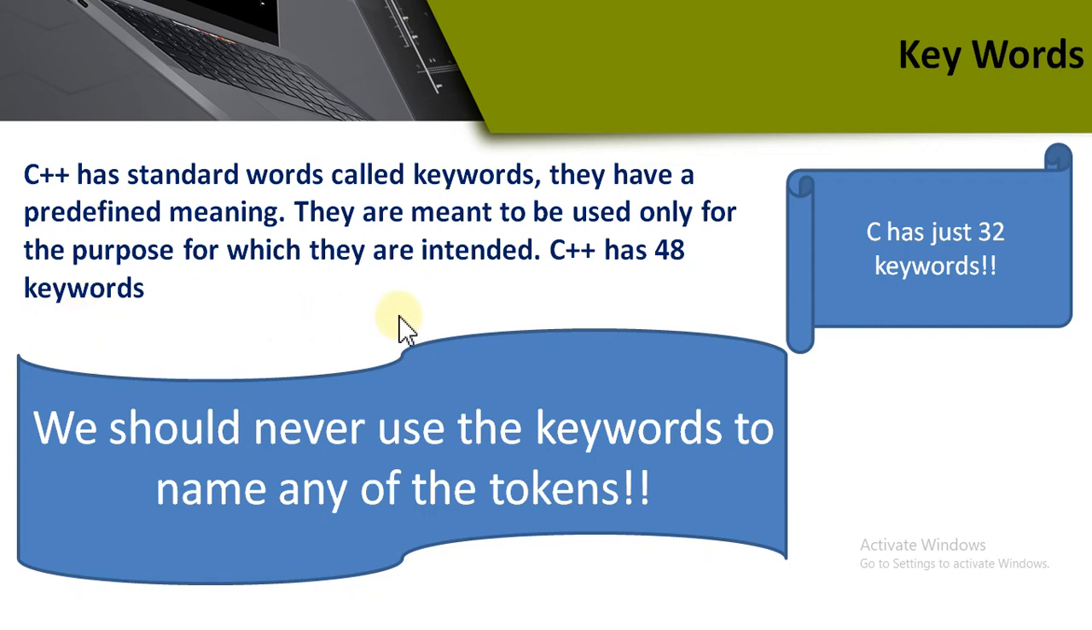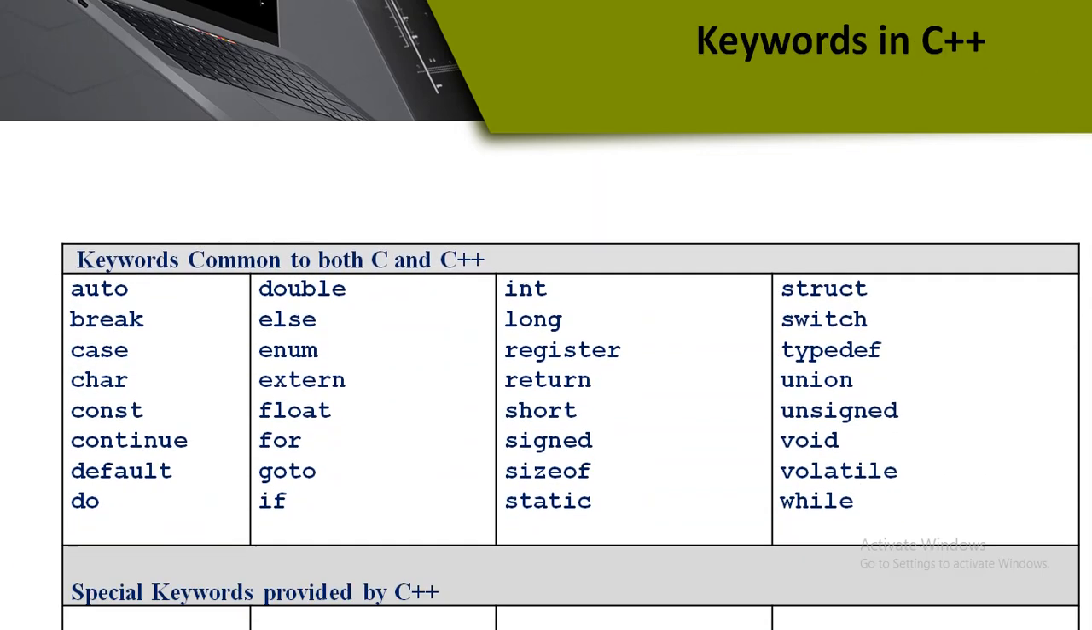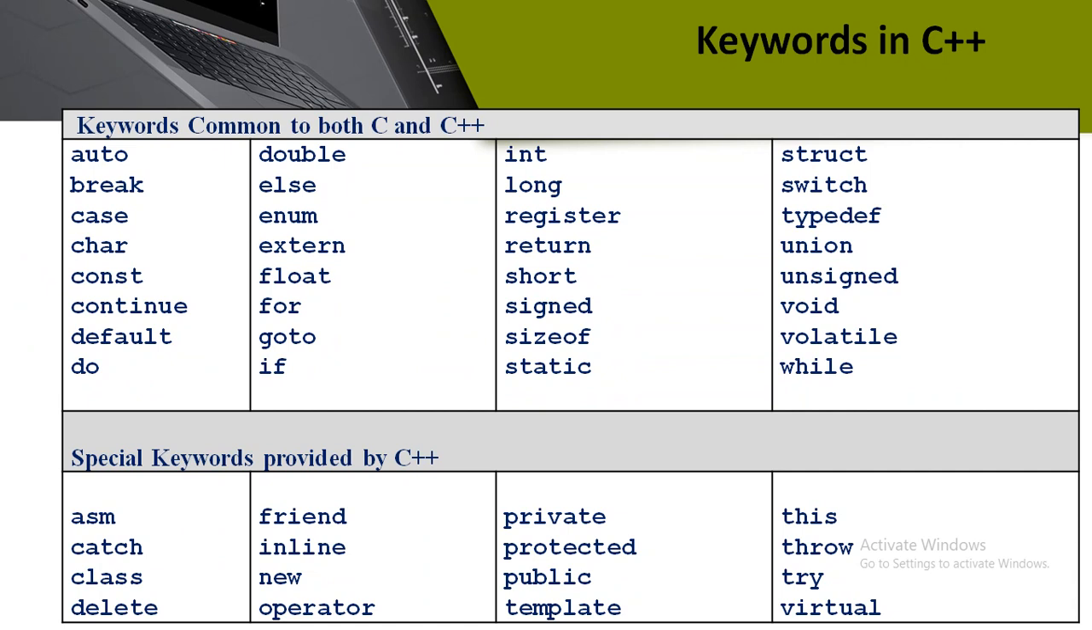C++ has 48 keywords. C++ has a rich resource of keywords. Anyway, this is a list of keywords. These are all the keywords, 32 keywords, which are common to C as well as C++. They come up typically in programming, and these special keywords will come whenever we take on what is called object-oriented programming.